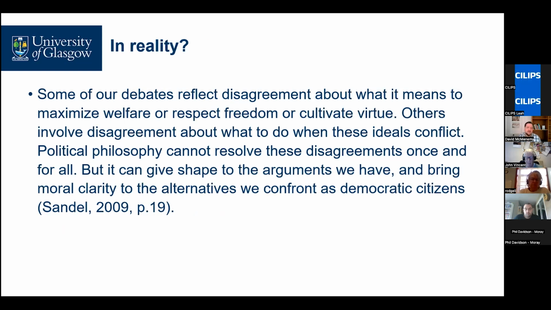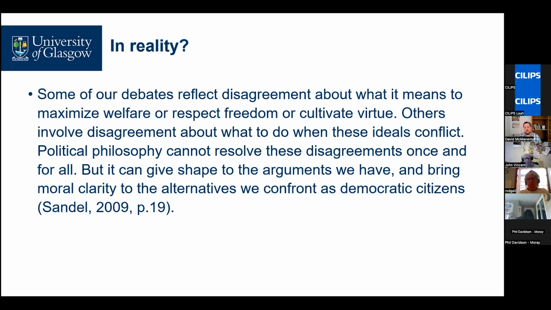So in reality, obviously, some of our debates reflect disagreement about what it means to maximise welfare or respect freedom or cultivate virtue. Others involve disagreement about what to do when these ideals conflict. Political philosophy can't resolve these disagreements once and for all, but it can give shape to the arguments we have and bring moral clarity to the alternatives we confront as democratic citizens.